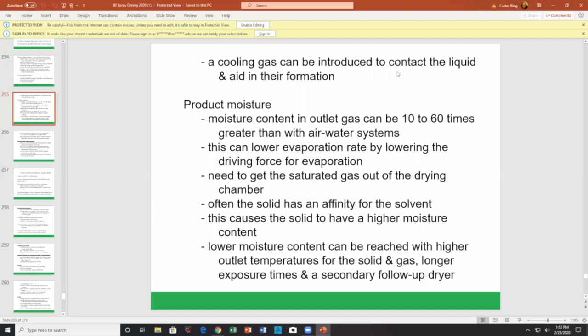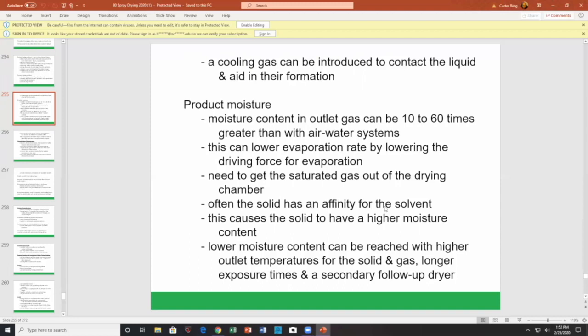Okay, cooling gas may be introduced to contact the liquid and aid in the formation. Moisture content outlet gas can be 10 to 60 times greater than air or water. I mean, evaporation, that's a lot, basically. Lower the evaporation rate by lowering the driving force for evaporation. Need to get the saturated gas out of the drying chamber.